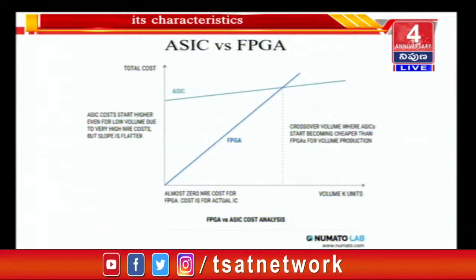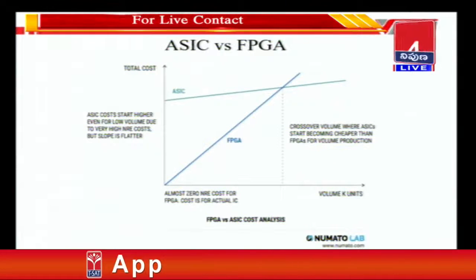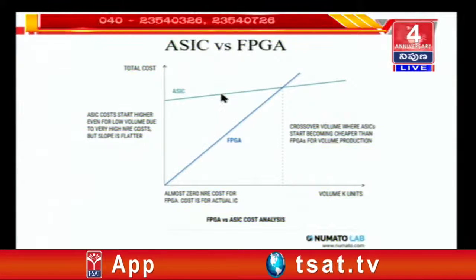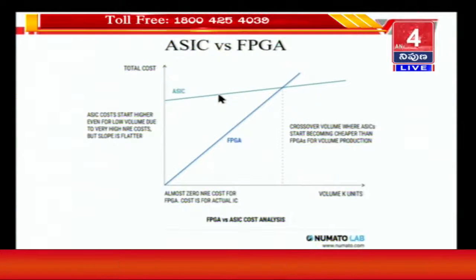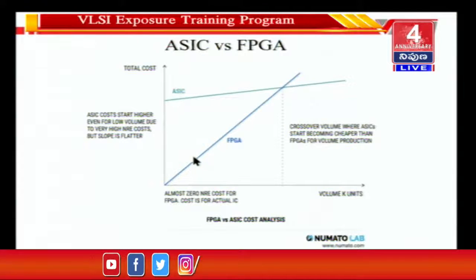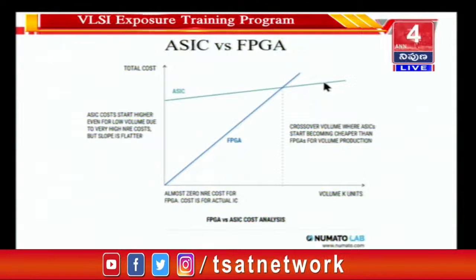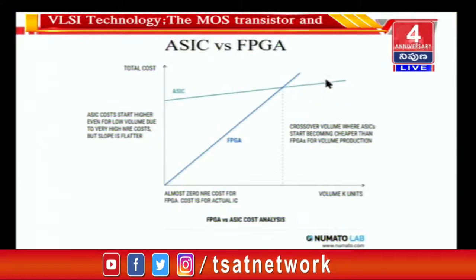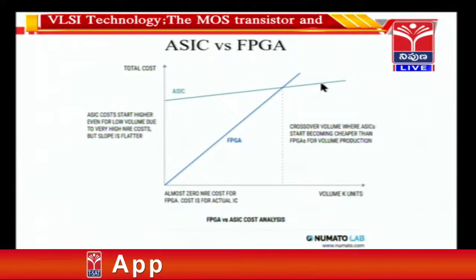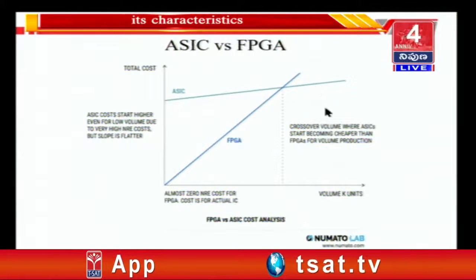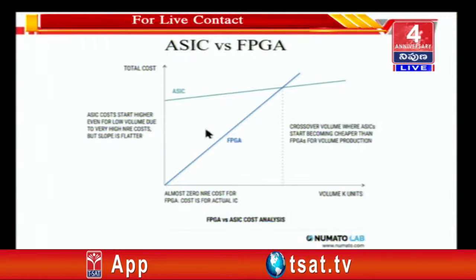With the advancement in technology and the manufacturing processes as they change, maybe this graph may also change slightly, but by and large it gives you an idea that for low volumes FPGA is better, and for high volumes ASIC is better, because you can get a better profit from ASICs in this area, and you can get a better profit from FPGAs in this area.